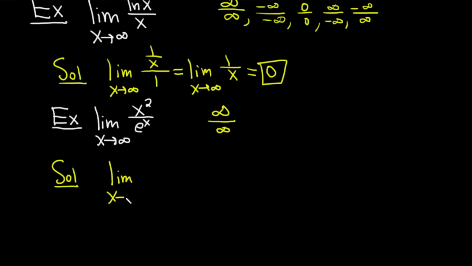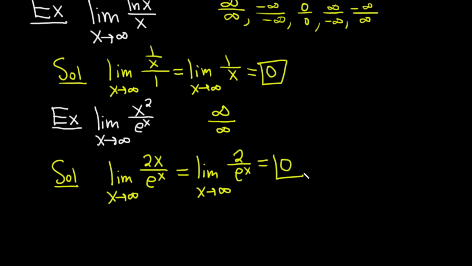We have the limit as x approaches infinity. So we just differentiate. The derivative of x squared is 2x. And the derivative of e to the x is e to the x. And so again, we have infinity over infinity. We can apply L'Hopital's rule again. So this is the limit as x approaches infinity. The derivative of 2x is 2. And the derivative of e to the x is just e to the x. And at this point, you can clearly see, because we have a constant in the numerator and x is approaching infinity, e to the x gets really big. So this fraction gets really small, and so the answer again is 0.